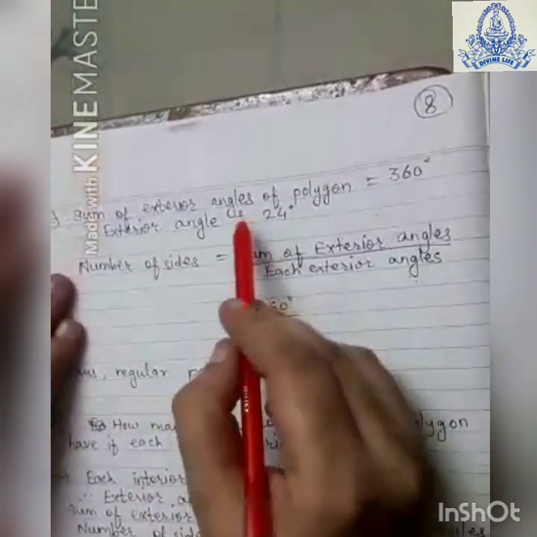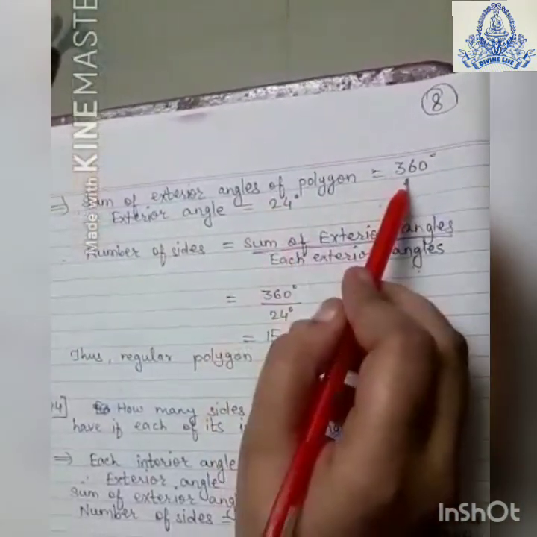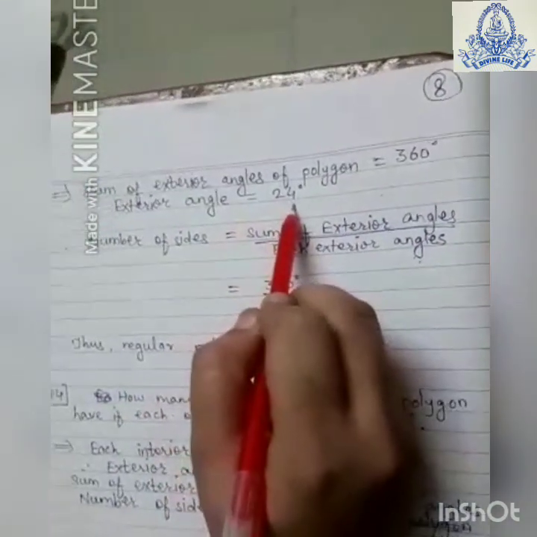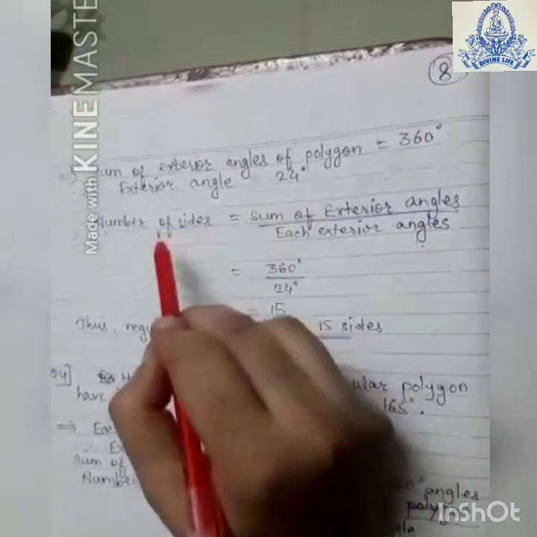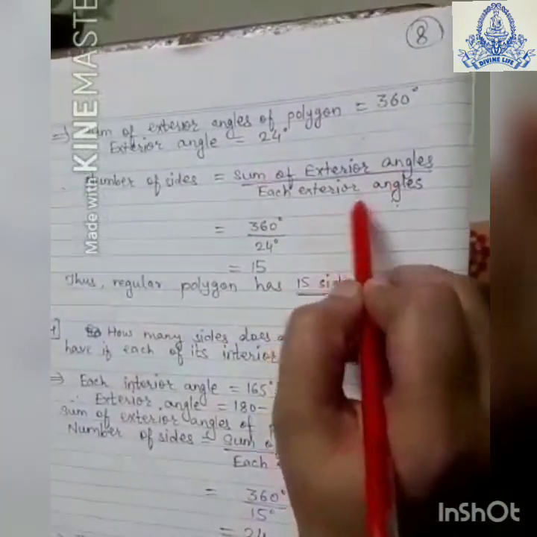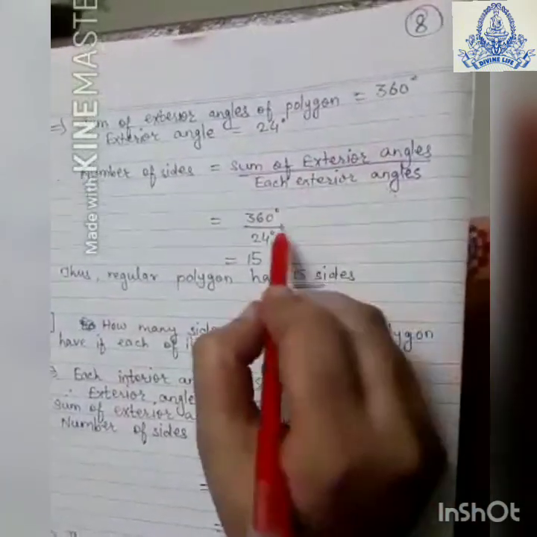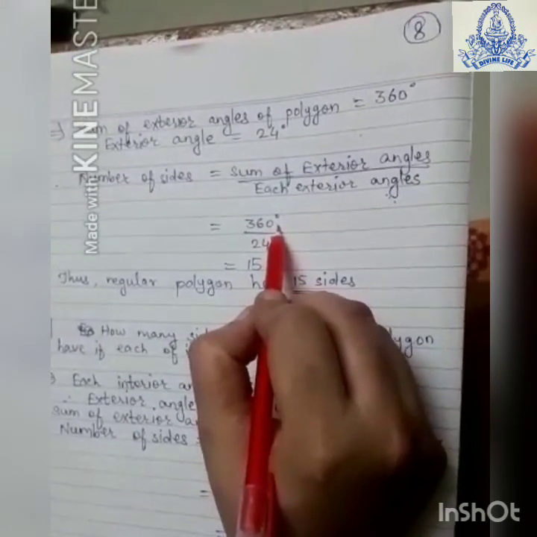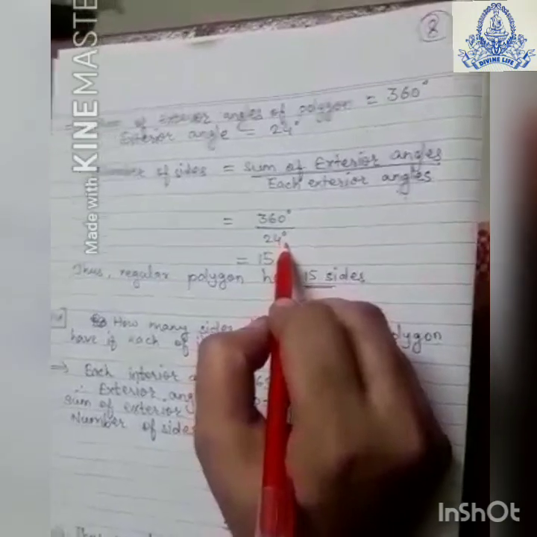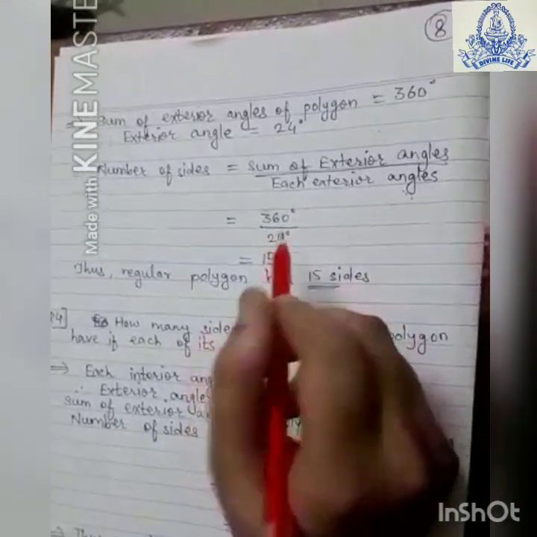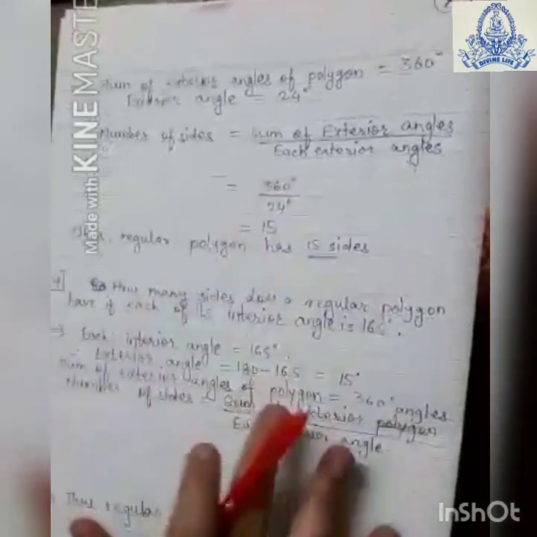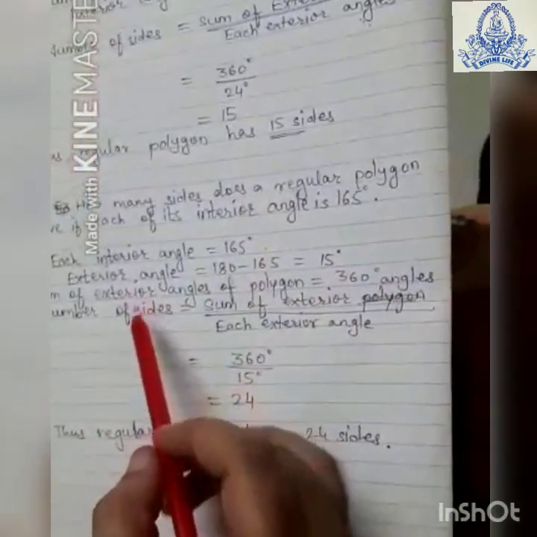The sum of exterior angles of a polygon is 360. We know that each exterior angle is 24 degrees. So the number of sides is the sum of exterior angles upon each exterior angle. What is the sum of exterior angles? 360, and each exterior angle is 24. So which gives you 15. The regular polygon has 15 sides. Now see the next example.